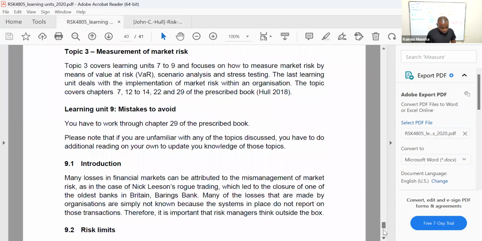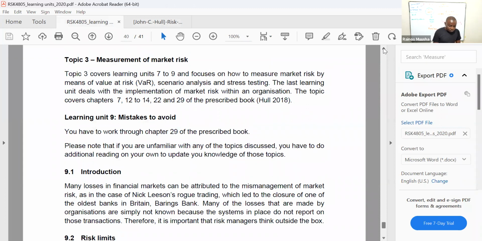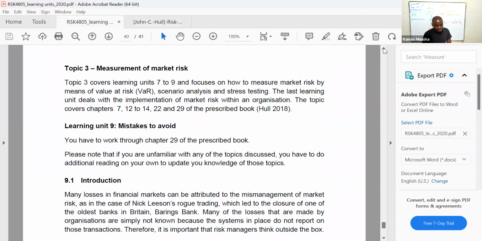Then after chapter 22, from topic 3, the last chapter of the curriculum that we're expected to cover from topic 3 looks at mistakes to avoid, which is coming from chapter 29. And you see that even chapter 29, it's just a lot of theory that we're expected to cover.